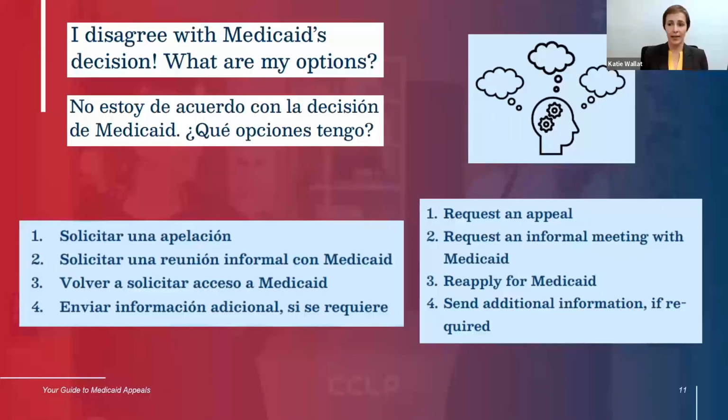Sometimes it really is best to both request that formal appeal and at the same time ask for an informal meeting so that you can discuss your situation with the people who've made the decision while you are waiting for the hearing date to meet with the judge. And our first guide does provide some information on requesting that informal meeting, this second option here. But we're really focusing on the process of filing a request to appeal the decision.